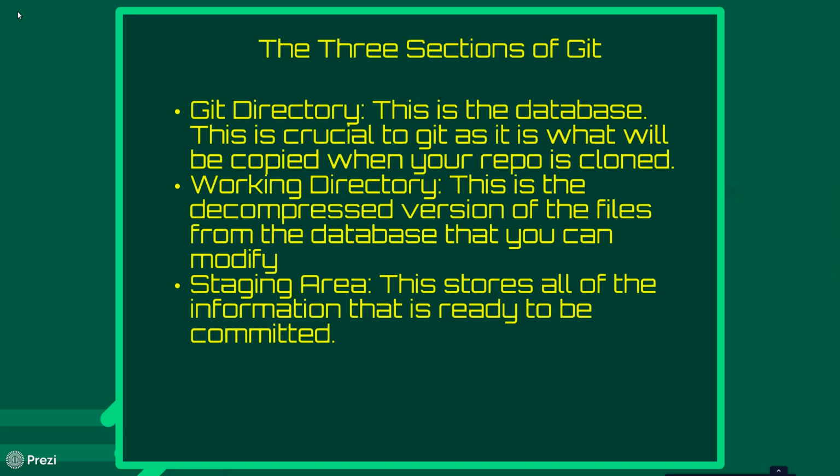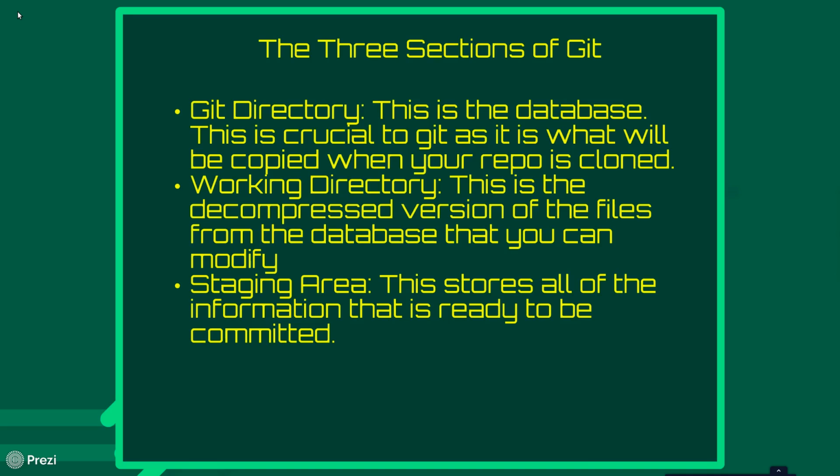area. I'll go through these one at a time. So the Git directory, this is the database. This is crucial to Git, as it is what will be copied when your repo is cloned. So a repo is just your repository, and if somebody clones that, they're going into the Git directory and getting a compressed version of your project.